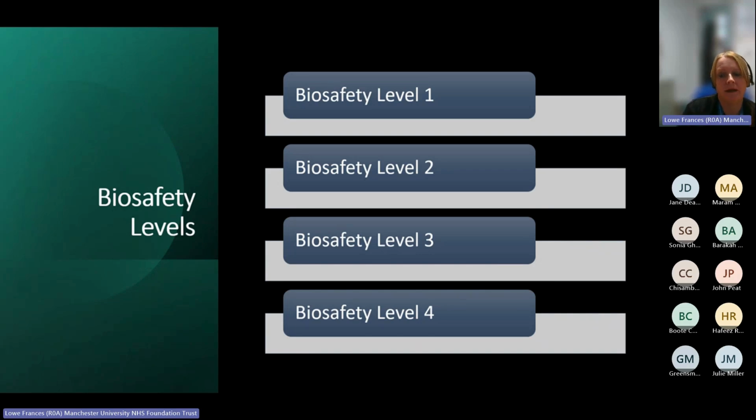And then at the other end, we've got biosafety level 4. Level 4 labs are quite rare. There aren't really that many of them across the globe. And these deal with things such as Ebola virus, which, as you know, is a really nasty virus.